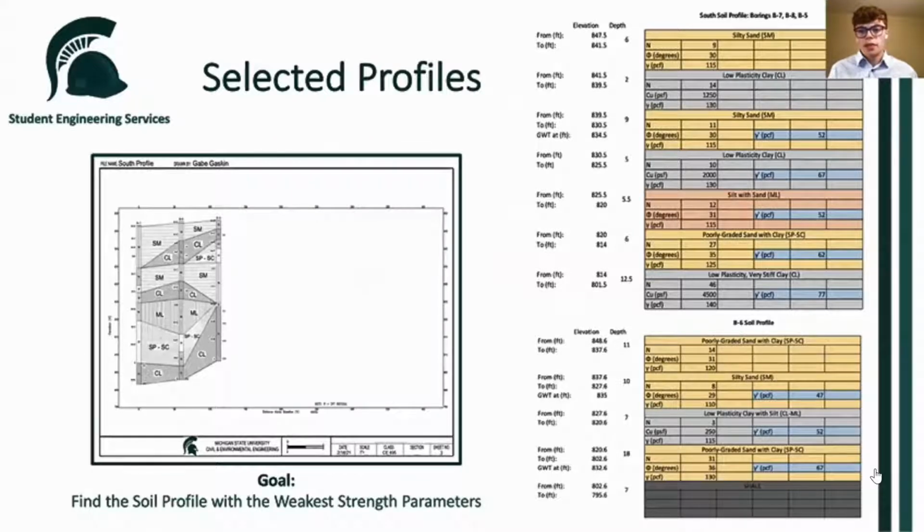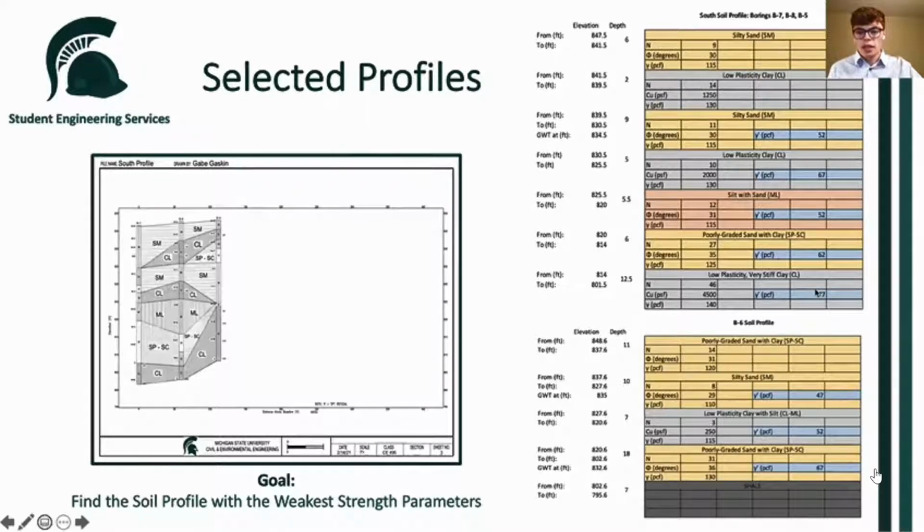I have provided a few examples of these aforementioned profiles on this slide. To the left-hand side of the screen, you will find a generalized profile of the project's southern end. It combines borings B5, B7, and B8, showing off a multitude of various sand, clay, and silt layers.